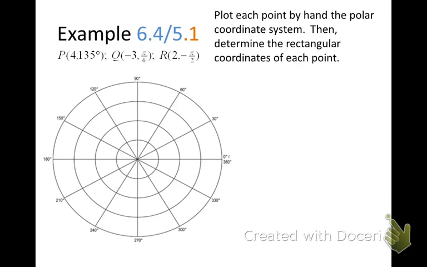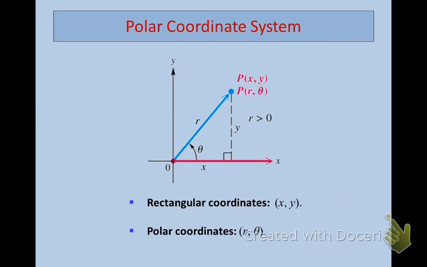All right, so we're going to start nice and simple. All I want you to do for each of these is to plot the point by hand, and then it says to determine the rectangular coordinates of each point. You guys will find this to be pretty simple, so I'm actually just going to do one of the points to show you how that is. That part is pretty easy. Actually, I'm going to go back up really quickly to this drawing.